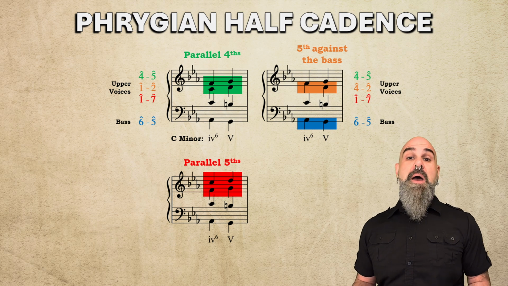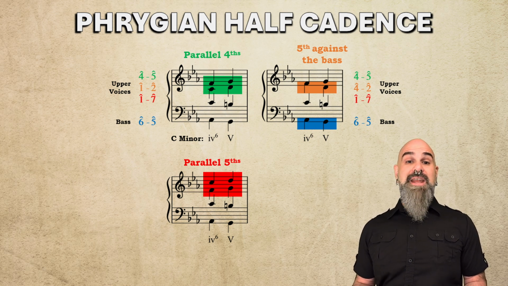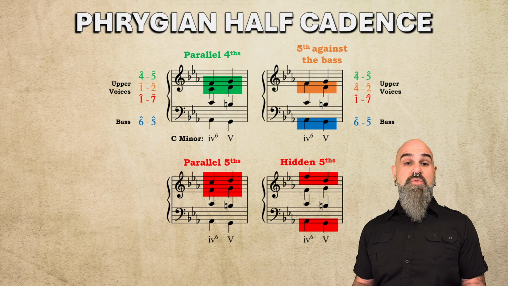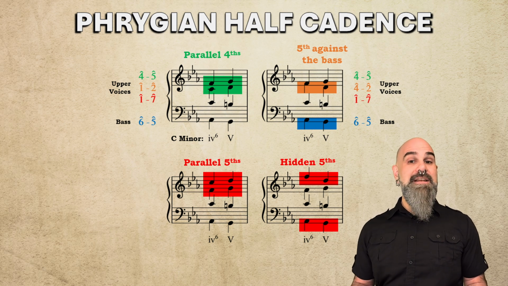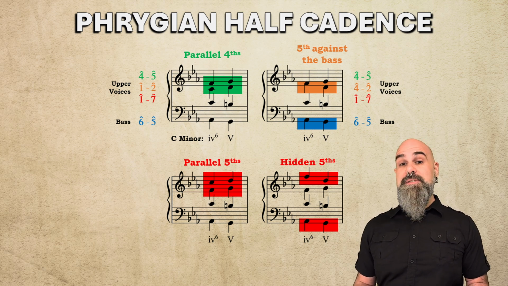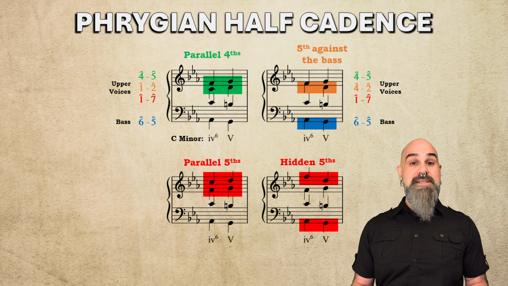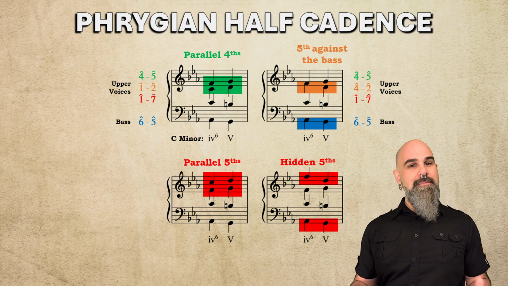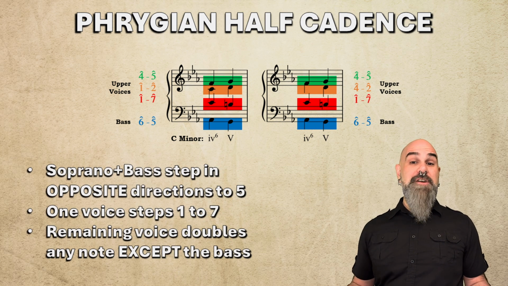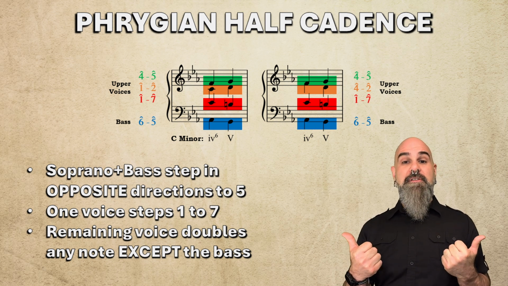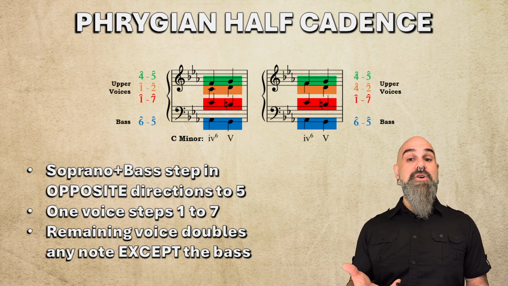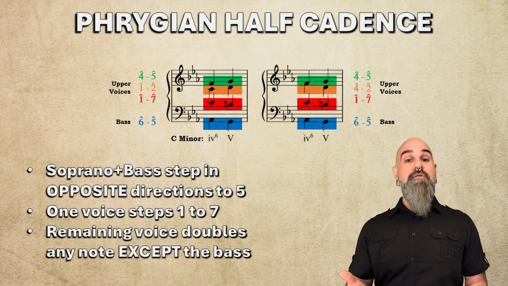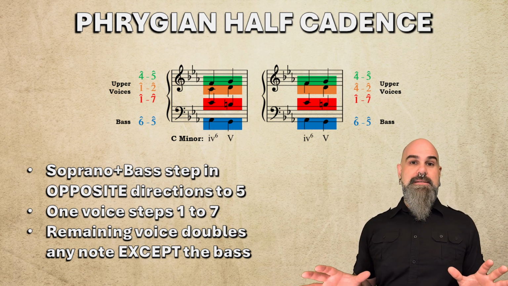Here it's the alto. But again, if we move the voices around and have the soprano leaping from 4 to 2, we have now created an illegal hidden fifth, which is when the soprano leaps and the bass steps to a fifth in the same direction. This one trips students up a lot because it's fussy and only costs 1 point instead of 2, but we're aiming for perfection. So just remember, for a Phrygian half cadence, the soprano and bass step in opposite directions to 5, another voice steps to the leading tone from 1, and the remaining voice doubles any note except the bass.